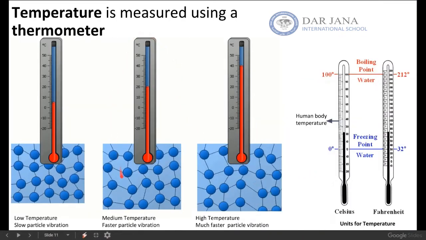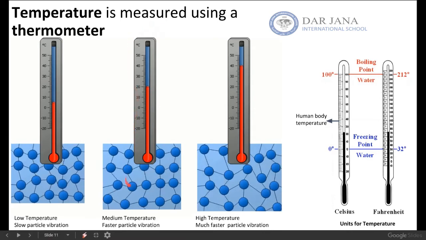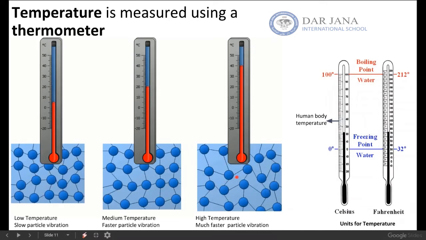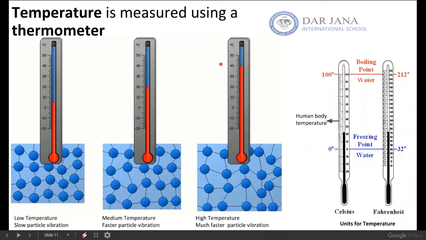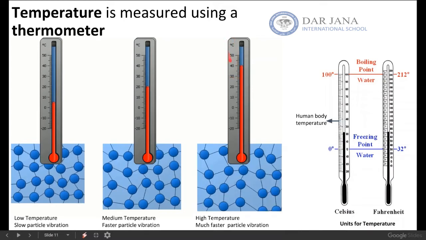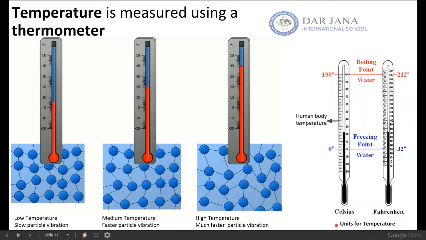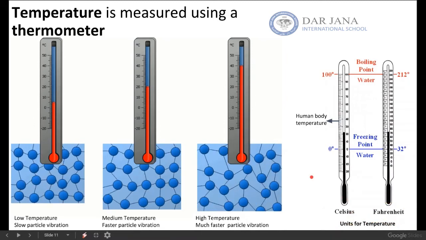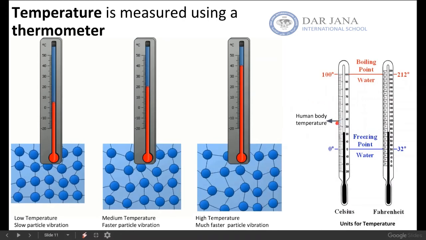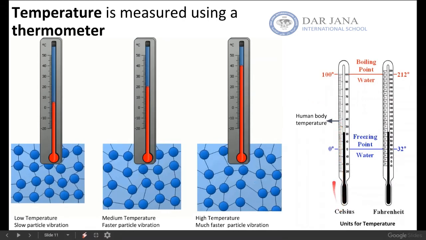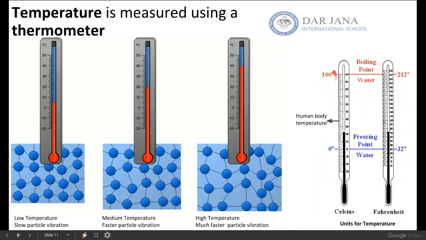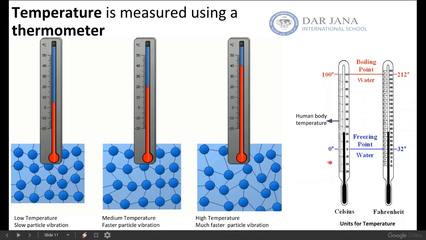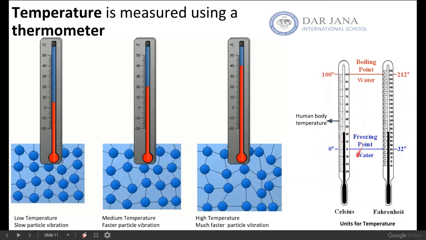Temperature is measured using a thermometer. This is what it looks like. When particles vibrate faster, you will read a higher number. In this case, it's 40 degrees Celsius. We have two units for temperature, Celsius and Fahrenheit. For example, human body temperature is 37 degrees Celsius. At 100 degrees Celsius, water boils. And at 0 degrees Celsius, water freezes and turns into ice.